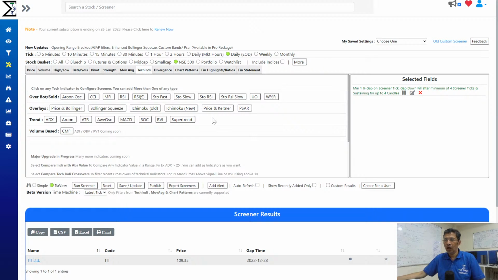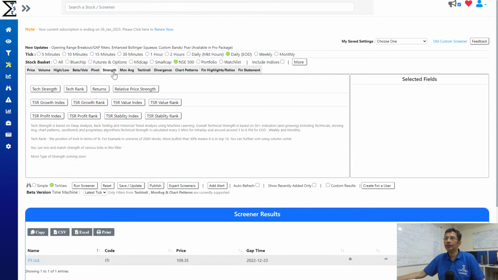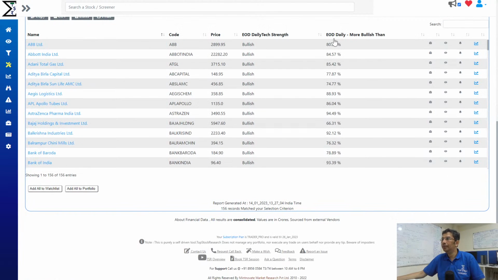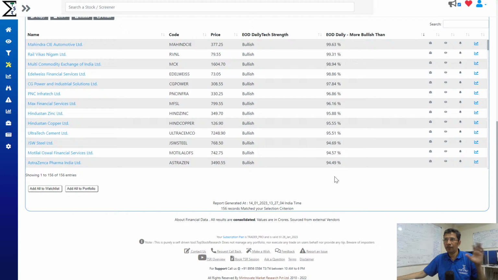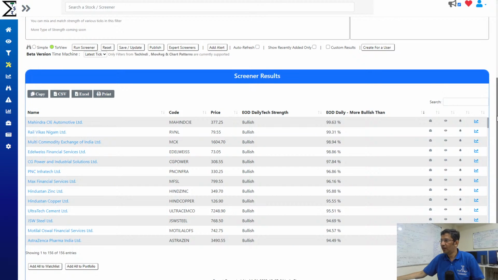If some of you are new to this session, and very new to technical analysis, we would recommend you look at the strength indicator. Look at the technical strength of the stocks. Look at all bullish stocks at the end of the day, and you'll find a list of stocks which are really bullish. This uses lots of our learning, which we have put back into the system, and will help you filter out the stocks much faster. In this case, Mahindra CI looks most bullish in the NSE 500 world.